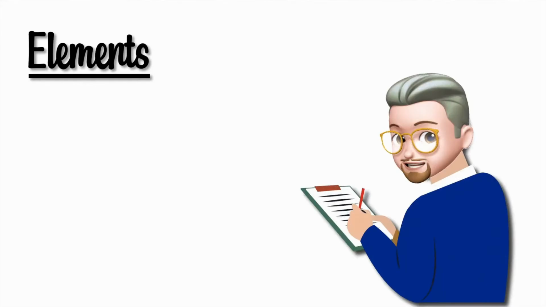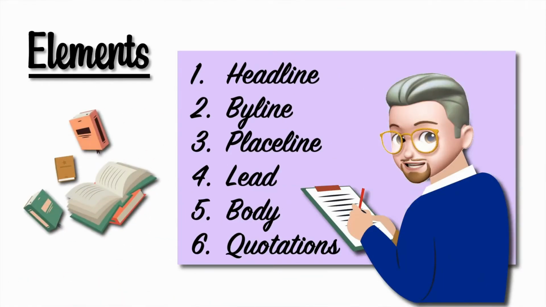Now let's look at the elements of a newspaper article. Number 1, the headline. Number 2, the byline. Number 3, the placeline. Number 4, the lead. Number 5, the body. And number 6, quotations.